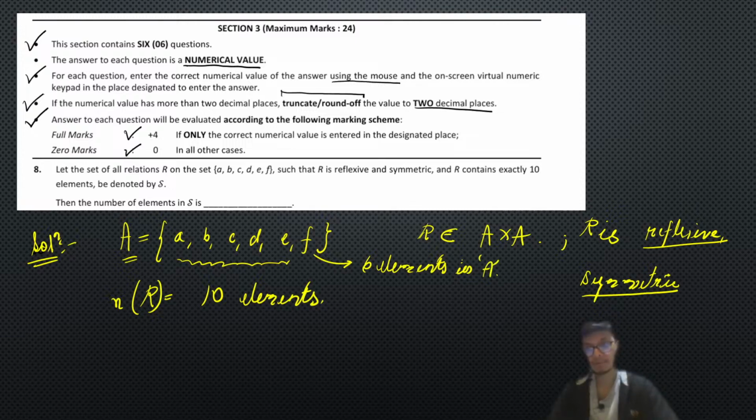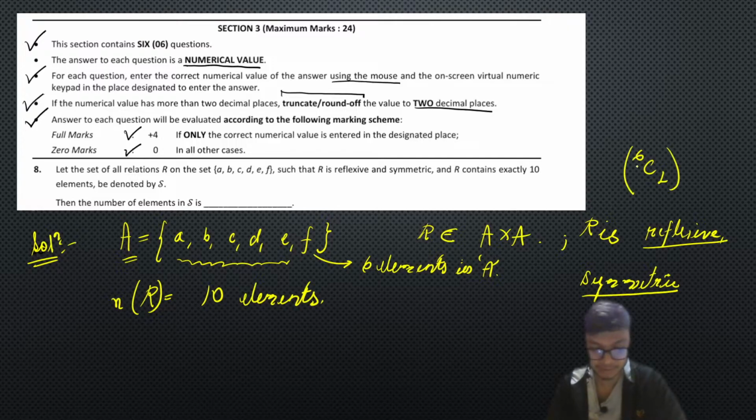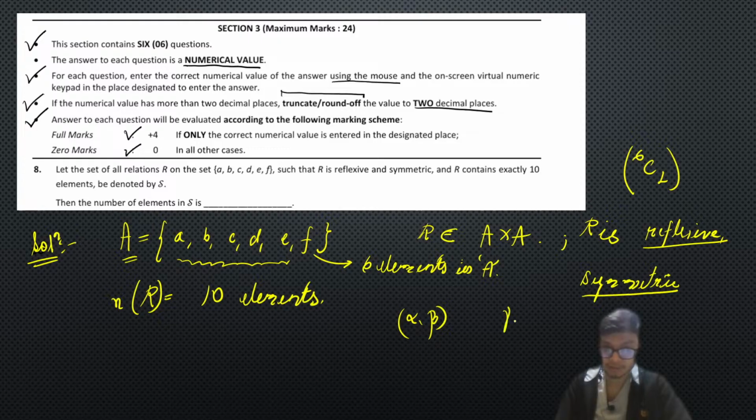So that being said, if I need to make this relation reflexive, I have to choose elements from the diagonal, and I can do it very simply by choosing one element out of 6, that is 6C1. Now, if I need to make the set symmetric as well, we need 4 elements. Since R is symmetric, we will need a pair alpha comma beta and gamma comma beta.